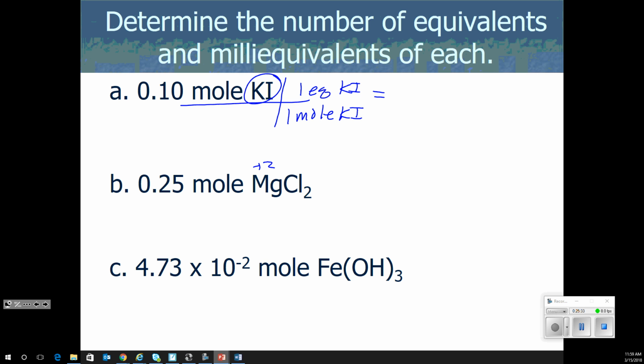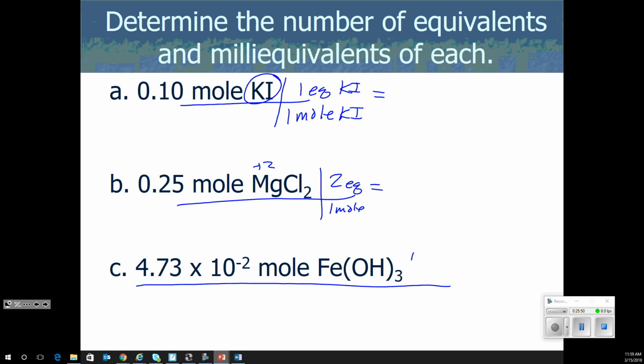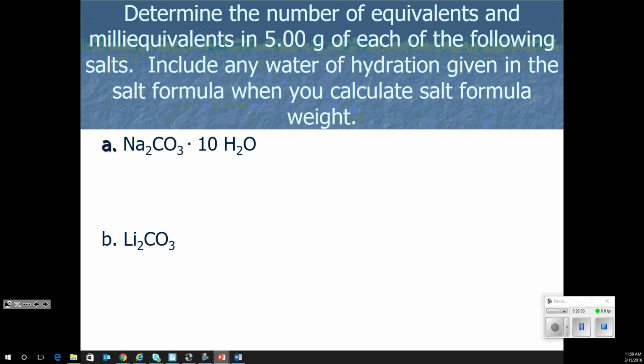This is a plus 2, right? 1 mole, 2 equivalents. Done. All I'm doing is timesing by the charge on the positive ion. Okay, so the last one, what do I do? 1 mole, how many equivalents? 3 equivalents. Done. Okay? We all right? Okay, quite simple.